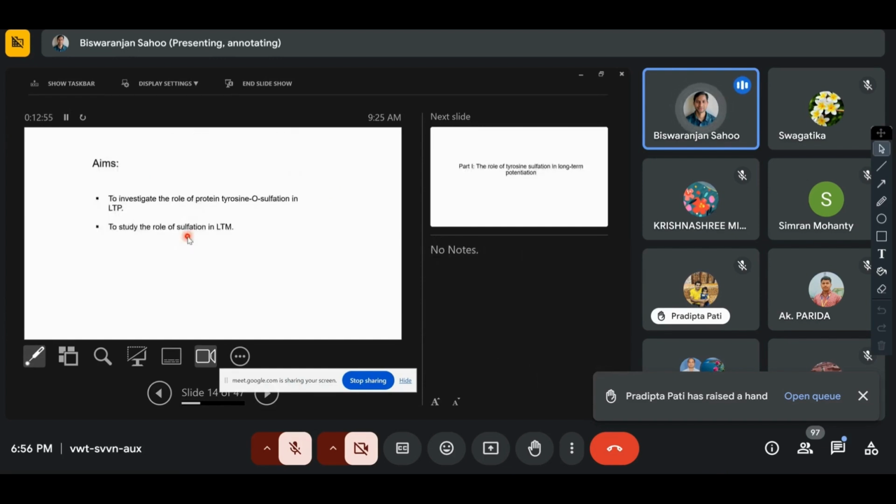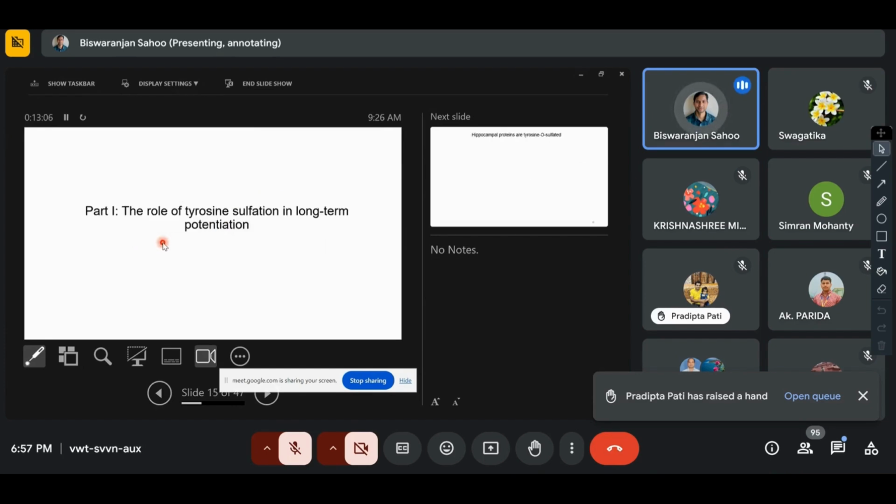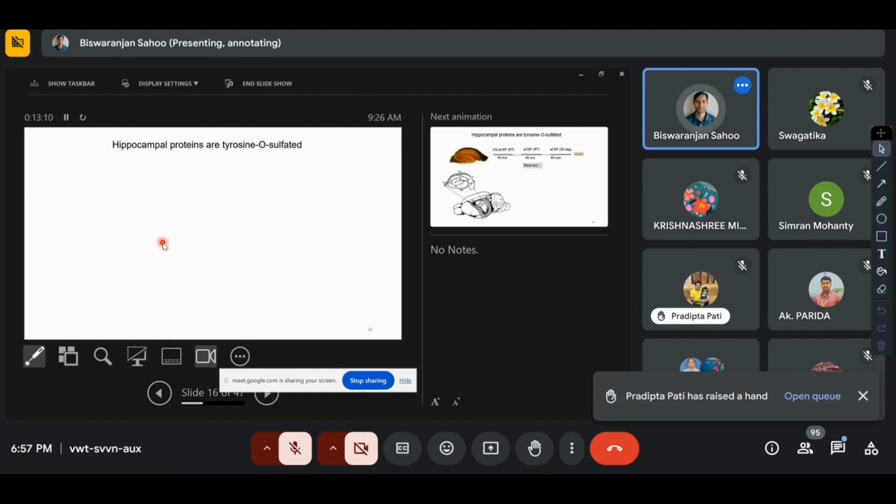The aim of the study was to investigate the role of tyrosine sulfation in LTP, long-term potentiation, and to study the role of sulfation in LTM, long-term memory. The first part is in LTP. What is the role? The first question was whether hippocampal proteins are tyrosine sulfated or not.